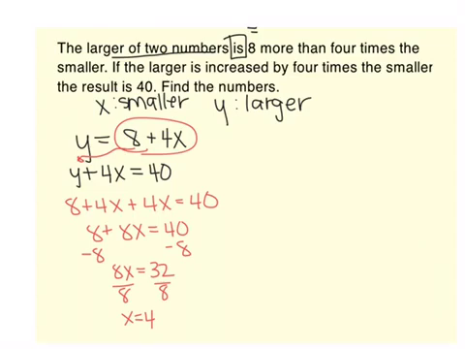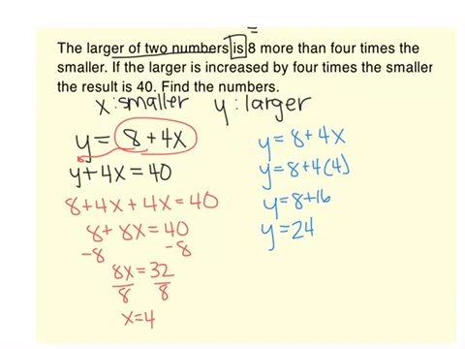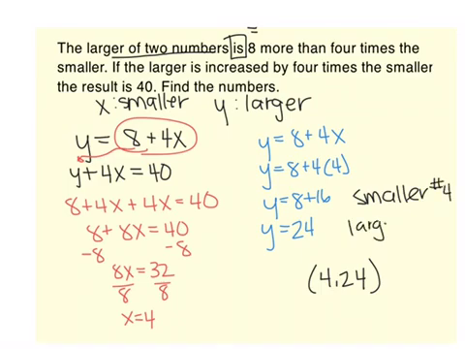So I can take that and plug it back into one of the original equations again. So y equals 8 plus 4 times 4. 8 plus 16 is going to give me a y equal to 24. So my solution is going to be 4, 24. But remember, we need to write it in words. So the smaller number is 4. And the larger number is 24.